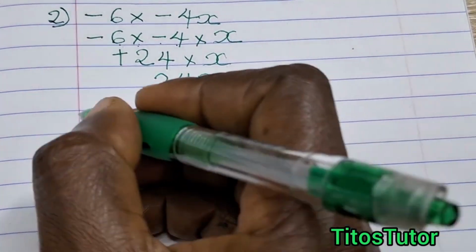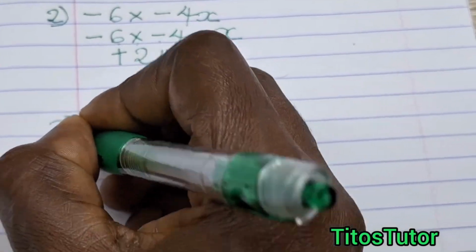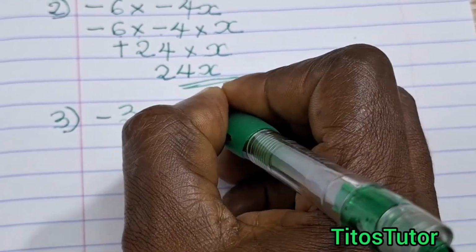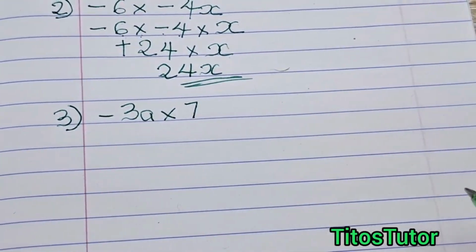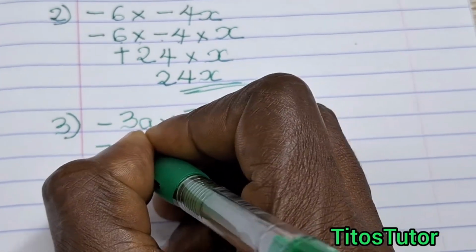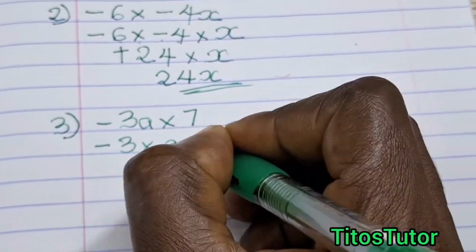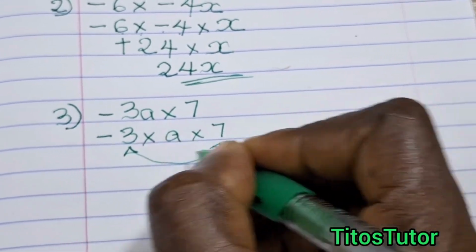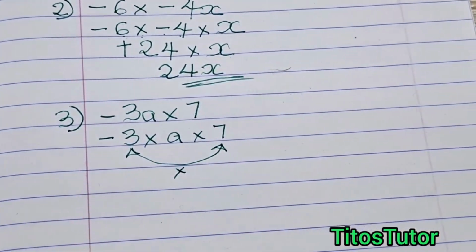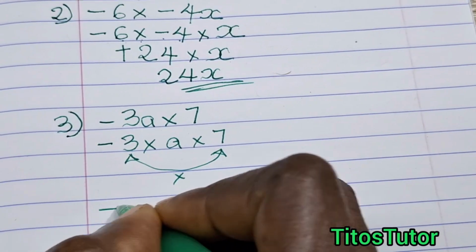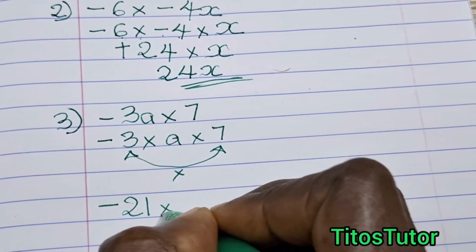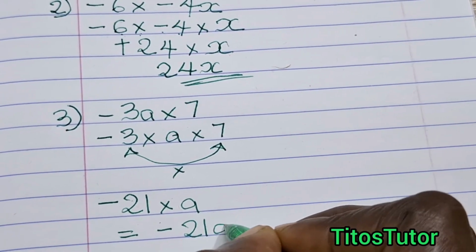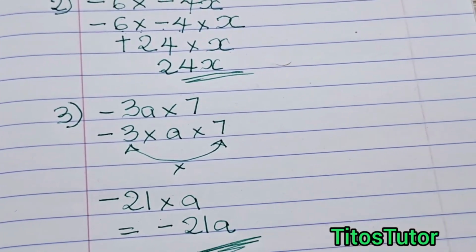Worked example number 3. And it is negative 3a multiplied by 7. So the rule says you can multiply it with whole numbers. So this is negative 3 times a times 7. So these two can actually multiply each other, right? And that gives you what? Negative 21. Negative 21 multiplied by a is the same as negative 21a. And you are done.